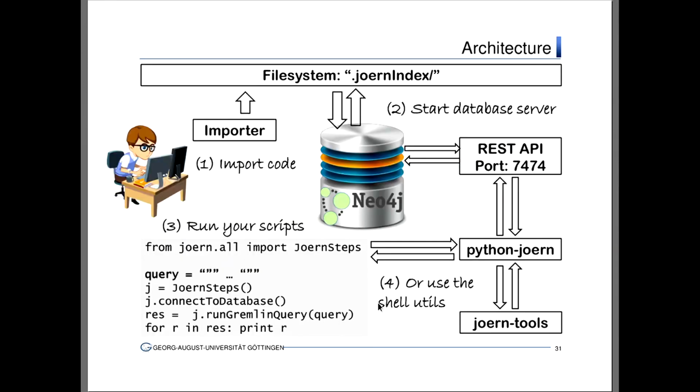Let's take a quick look at what this tool looks like. You have an importer. You start to import code. That's here. Then it creates a database called Joern index, and this is stored in the graph database. Then all you need to do is start the database server, and it will make a REST API accessible. This kind of stuff comes from web guys. To make sure that you don't ever see that there's web stuff underneath, I wrote a library called Python Joern that you can include in your scripts, and it will communicate with the REST API for you. Then you can run your scripts happily.